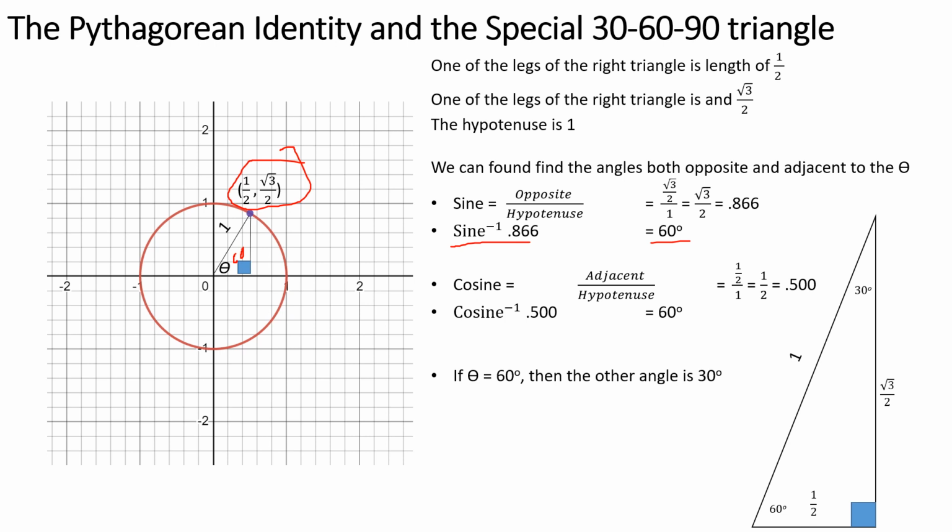And when I look at this, I can do the same thing with cosine, adjacent over hypotenuse. Cosine, let's see, adjacent is 1/2 over 1, which is still just 1/2, which is 0.5. I do the inverse cosine of 0.5, I still get 60 degrees. And if I know this is 60 degrees right here, I know this is 30 degrees.